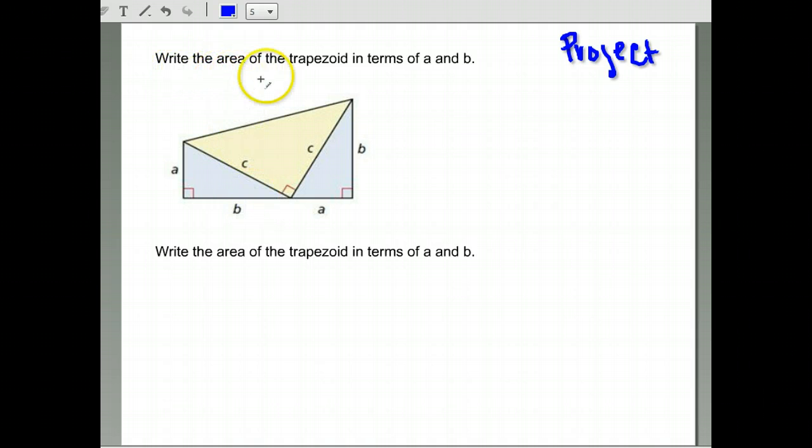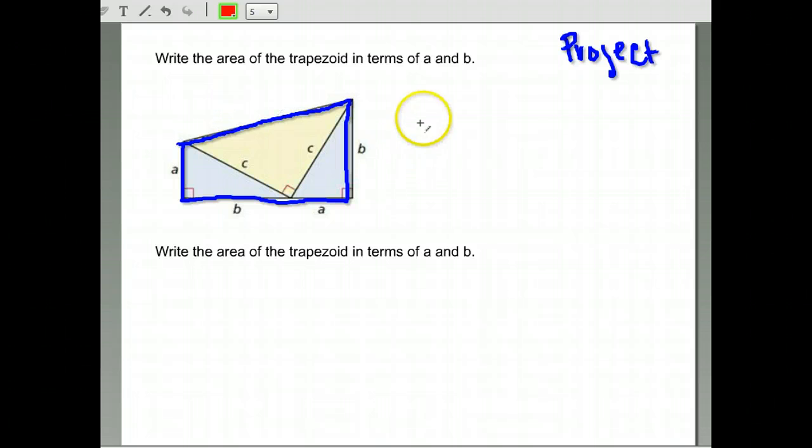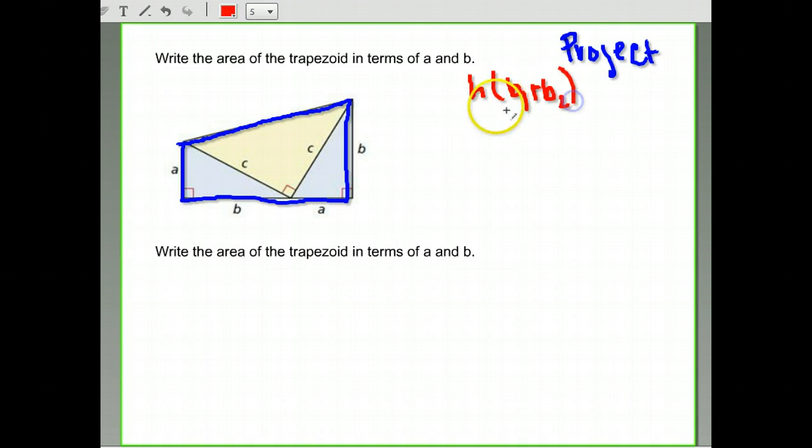First step was to write the area of the trapezoid in terms of a and b. So notice we do have a trapezoid figure here. Let me go ahead and outline it. Also recall that the formula for the area of a trapezoid is the height times the two bases added together, all divided by 2.